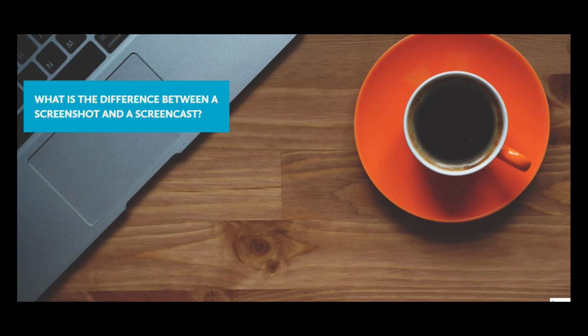The main difference between a screenshot and a screencast would be the screenshot is a picture of what's on the device and a screencast is a video recording.